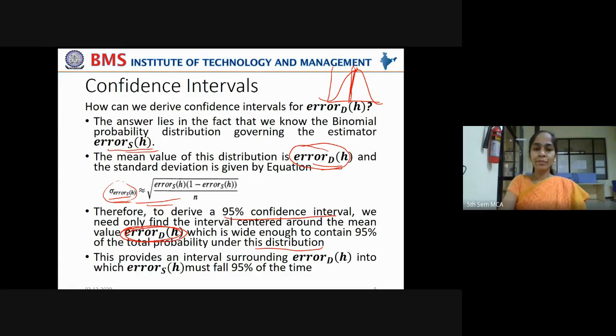Got it? So this provides an interval surrounding the true error into which sample error must fall 95% of the time. Or alternatively, this provides an interval surrounding the sample error into which true error must fall 95% of the time. Either way it is true, right? 95% of the time, you expect that the true error should fall into this particular interval so that it is in accordance with the sample error.